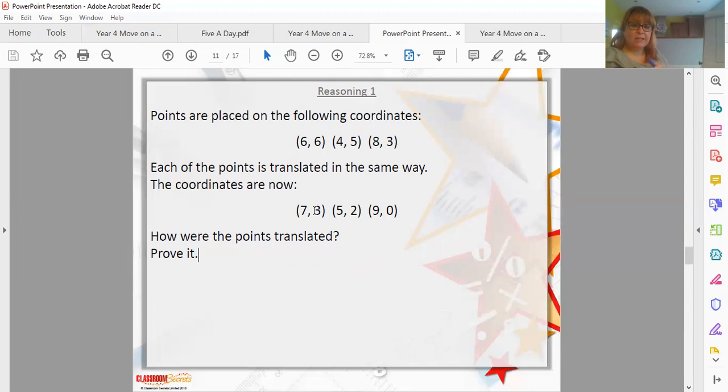It says each of the points is translated the same way. The coordinates now are at 7, 3, 5, 2, and 9, 0. How are the points translated? Can you prove it? So I'm just going to stop sharing my screen.